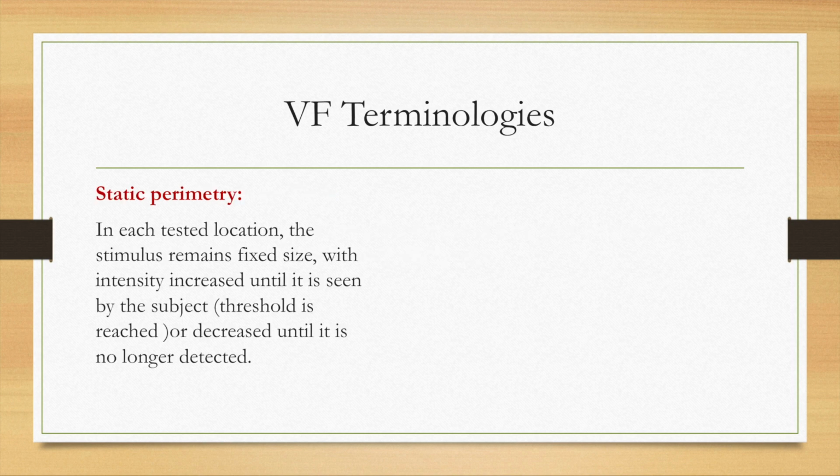The static perimetry. Static means that in each tested location, in each point, the stimulus remains fixed in size, but the intensity is increased until it is seen by the subject. So the machine increases the intensity of the fixed size stimulus until the subject sees it, and that is the threshold value, or sometimes decreased until it is no longer detected.